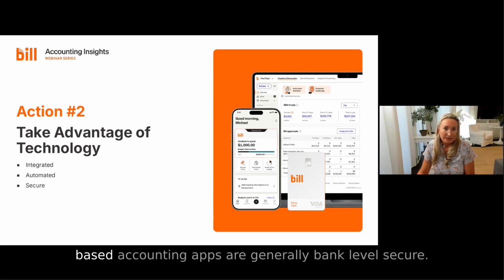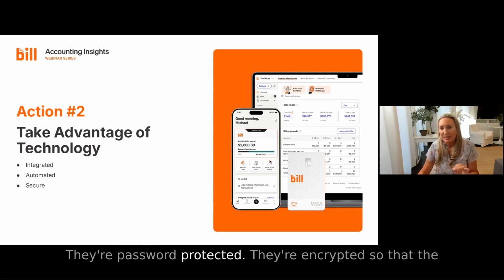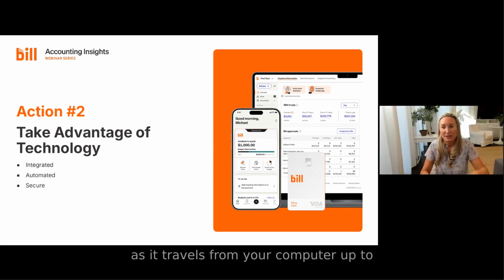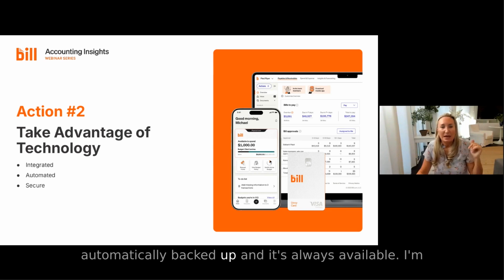Today's web-based accounting apps are generally bank level secure. They're password protected. They're encrypted so that the data being entered is encoded and masked as it travels from your computer up to the internet, to the server. The data is automatically backed up and it's always available.